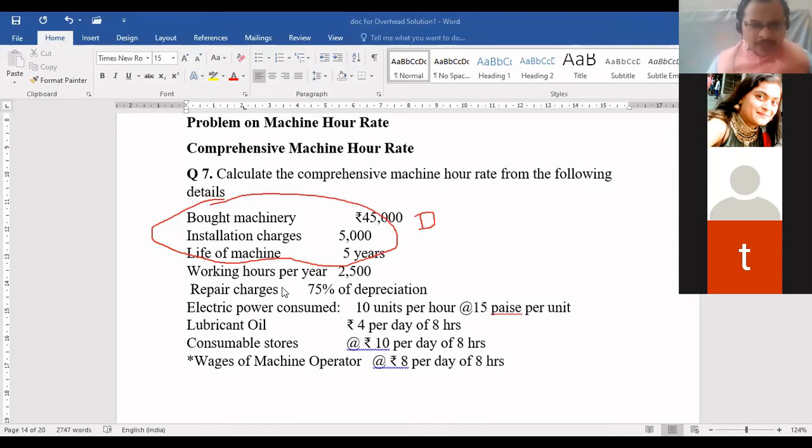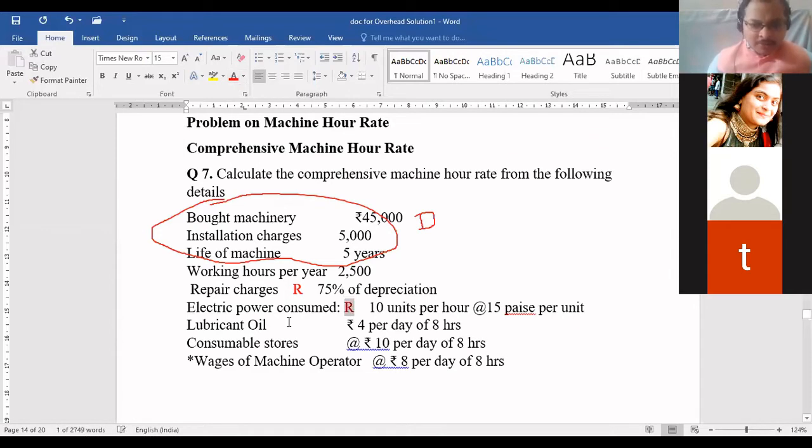Now, repair charges. Have you seen the format? Can you tell me whether repair will come in running charge or standing charge? Running charges. Now, electric power consumed: running or standing? Power, beta, power. The more you run, the more the charges. Yes, it will be running charges, correct?